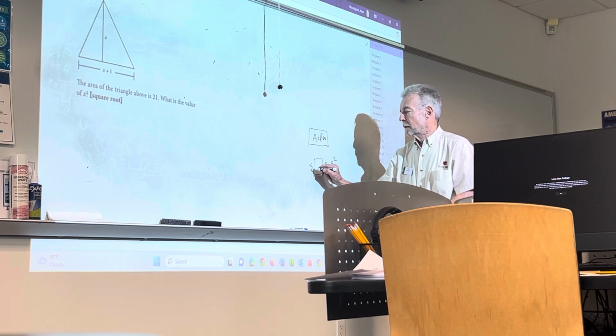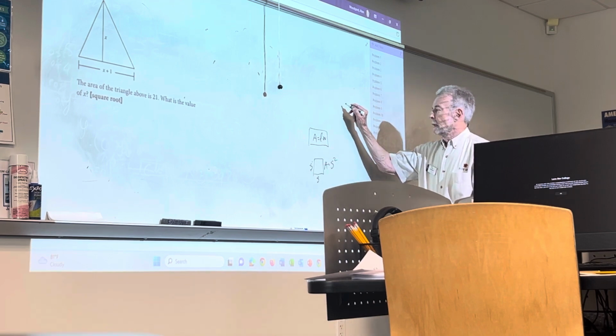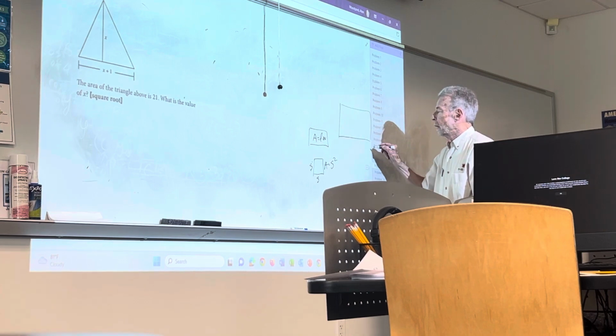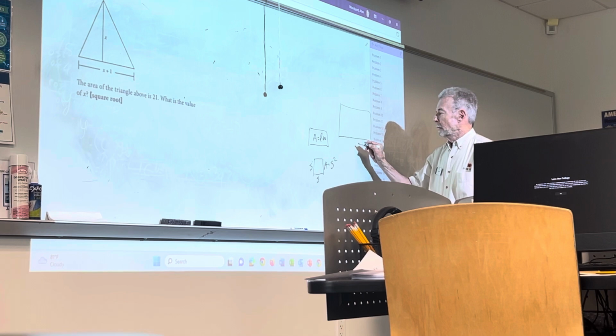Side squared. What about the area of a triangle? That can be a little bit more daunting, I think. So let's draw a rectangle. And instead of making it length and width, let's make it base and height.